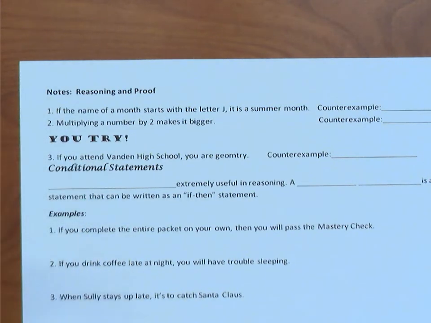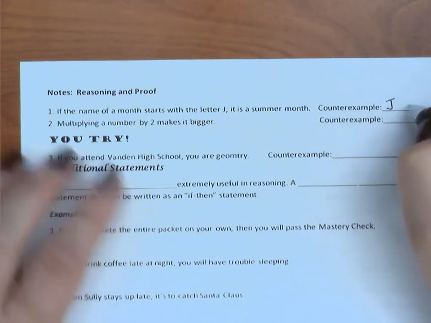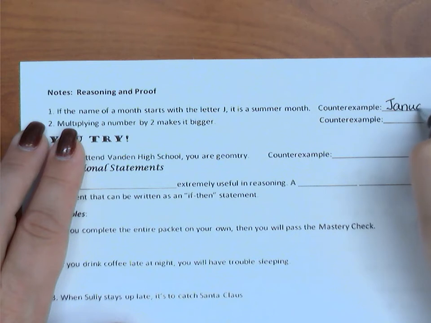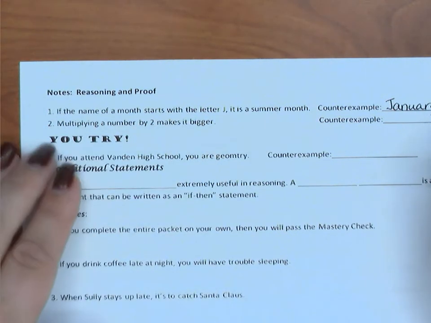Well, summer month, June is summer, July is summer. Okay, but what about January? Well, January is in the middle of winter. It starts with the J, so this would be a counterexample. January makes this not a true statement.